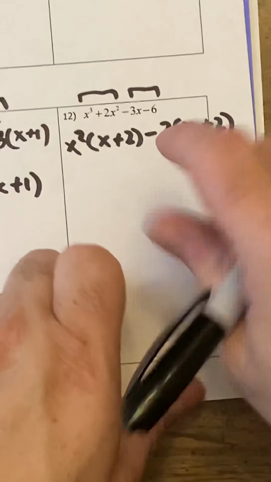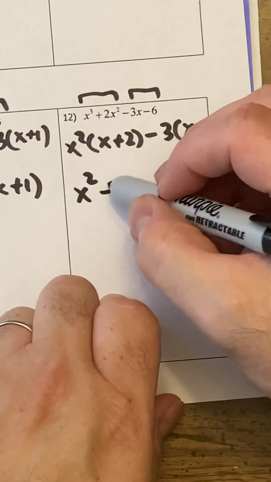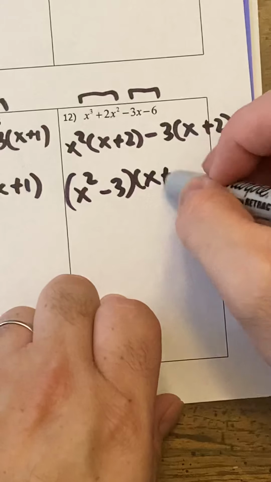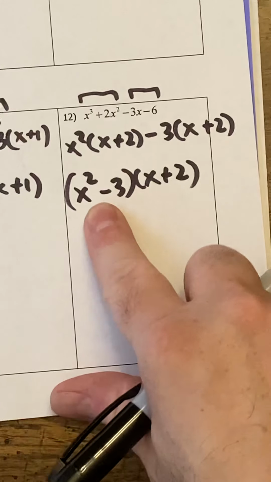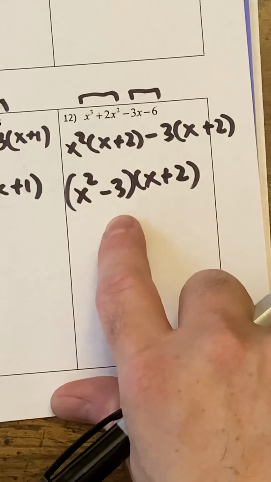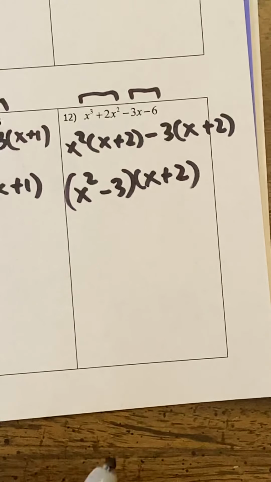Now you group these two together, x squared minus 3 and x plus 2. By the way, you might want to look to see if you could factor this further, but you can't. So this is going to be your final factorization right here, x squared minus 3 and x plus 2. Okay, let's go take a look at the next sheet.